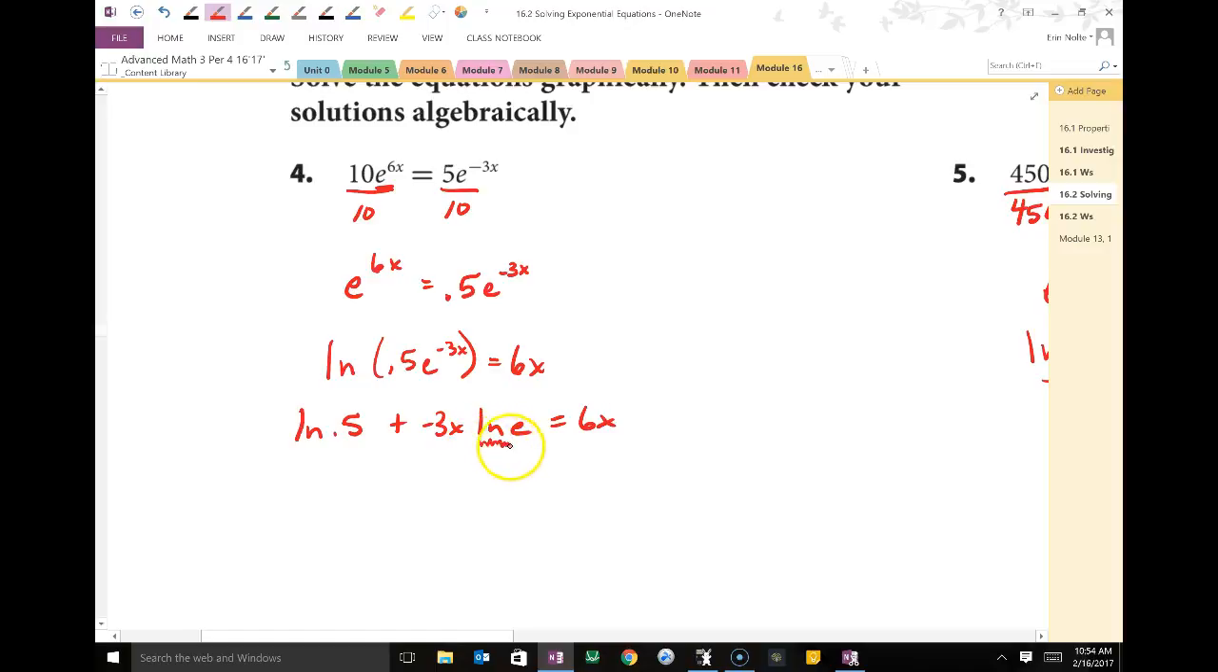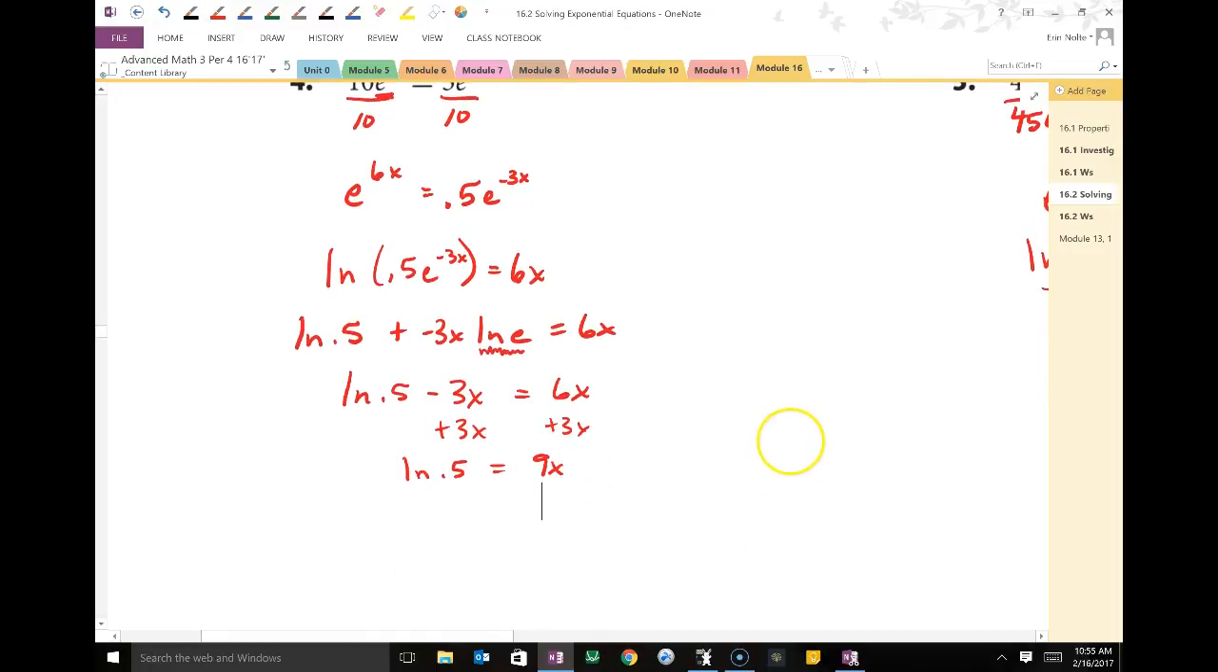Ooh, see this right here? The natural log of e. What's the base of a natural log? E. So that first property that you wrote down, if you have a log that has the same base as what it's of, then it just becomes 1. So the natural log of e is 1. So really, this now says 1 times negative 3x, which I'm going to say is just minus 3x. Now what would you do to get the x's on the same side? I would add 3x's. So you would probably agree that that would be 9x's? Yes. Okay, now what's my last step?